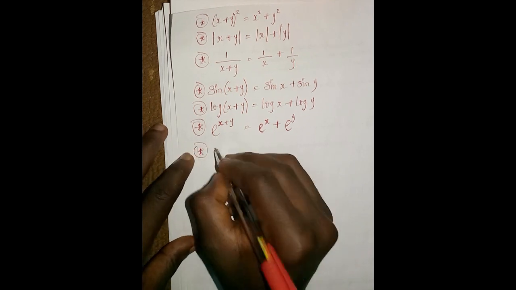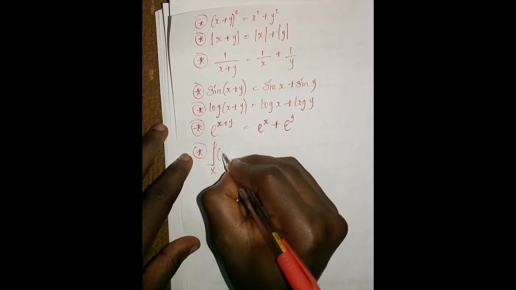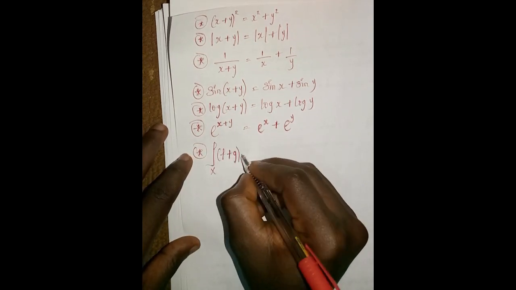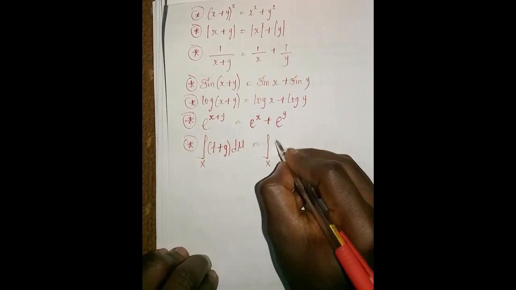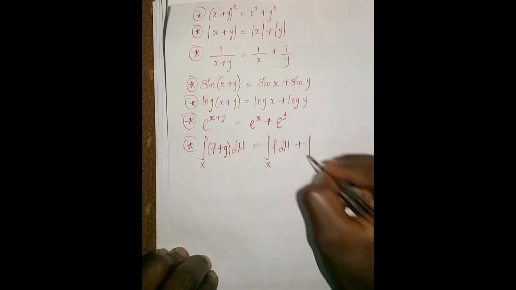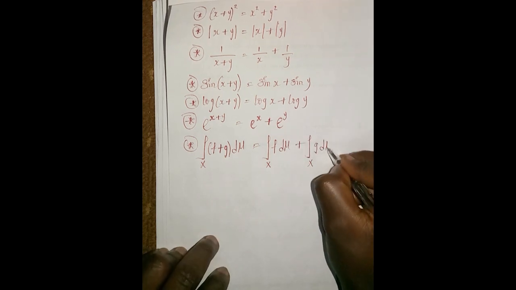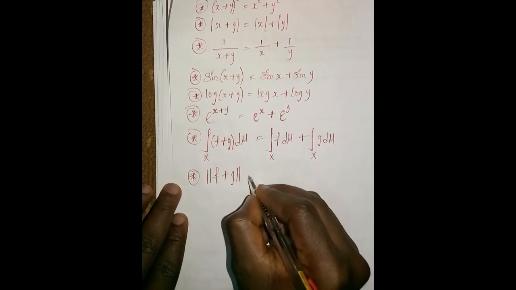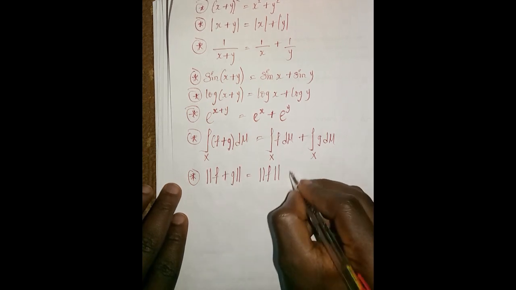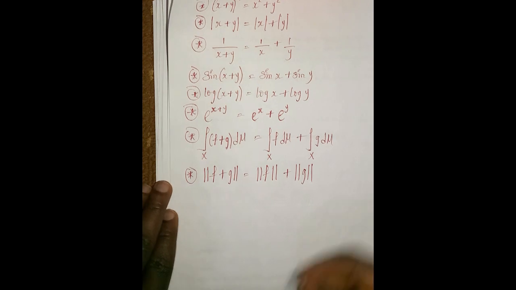And also we have the integral defined over the region X of (f + g) dμ, which is equal to the integral defined over the region X of f dμ plus the integral defined over the region X of g dμ. And lastly, we have the norm. The norm of f plus g is equal to the norm of f plus the norm of g. And the list goes on and on.